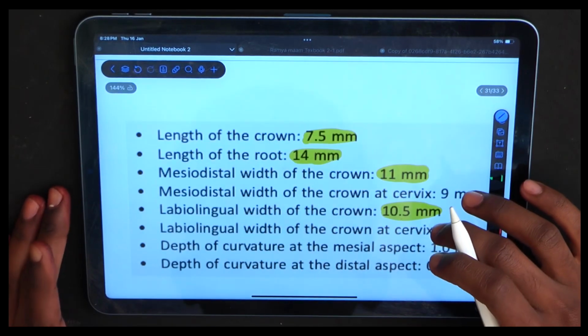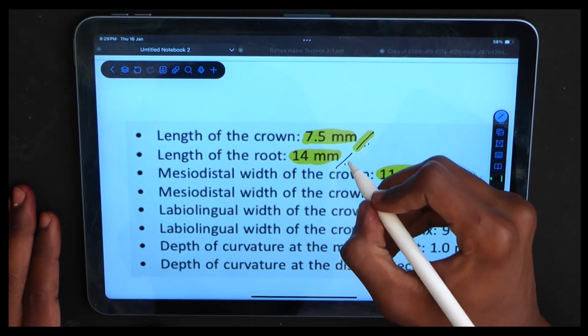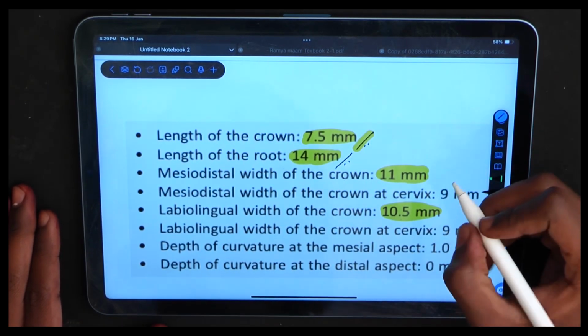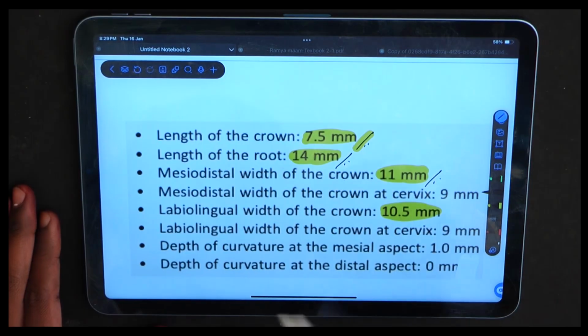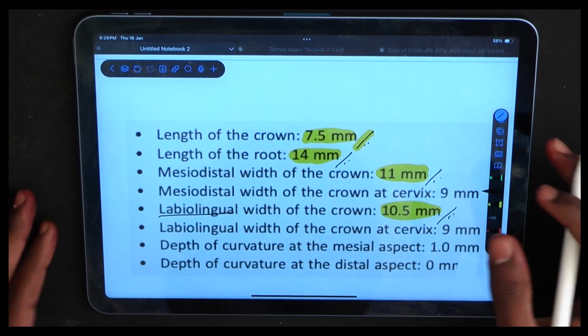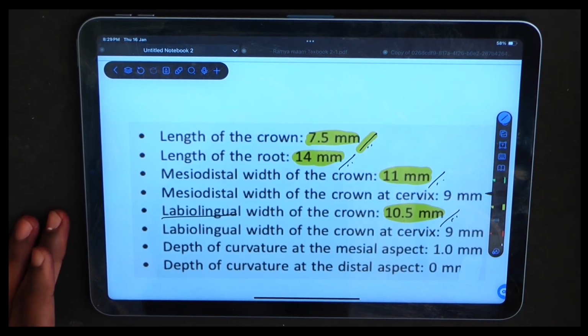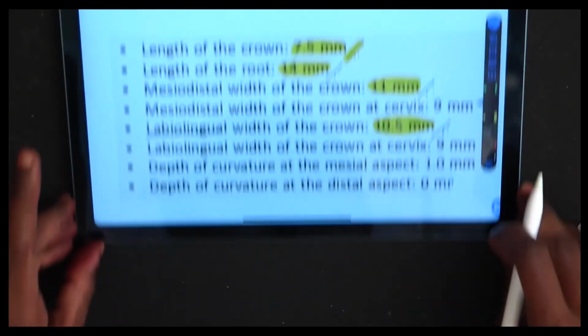The dimensions are: the length of the crown is 7.5 mm, the length of the root is 14 mm, the mesiodistal width at the crown is 11 mm, and the labiolingual width at the crown is 10.5 mm. These are very important values, which is why they are highlighted. So let's dive deep and get into our carving.